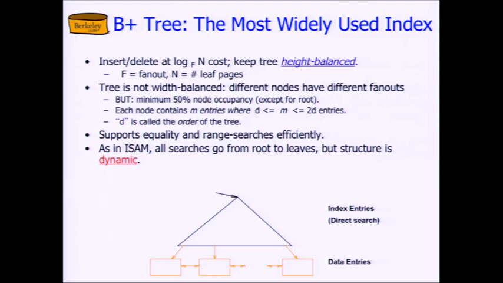The way we're going to guarantee our log is we're going to make sure that every node is at least 50% full of pointers. So if the pointers could range between, say, D and 2D, we'll make sure there are at least D pointers on every page. Because that's just a constant factor off of 2D, we'll be able to guarantee our log base F cost. But it gives us some slop between D and 2D to play with. So each node will be 50% or more occupied, except for the root, which is a degenerate case. Each node is going to contain M entries between D and 2D.